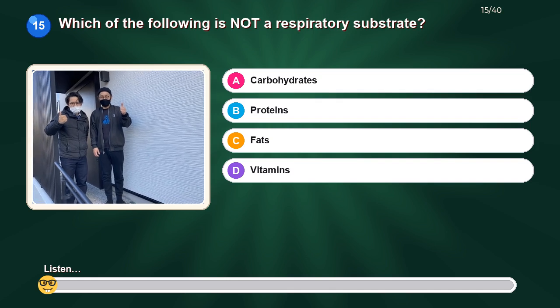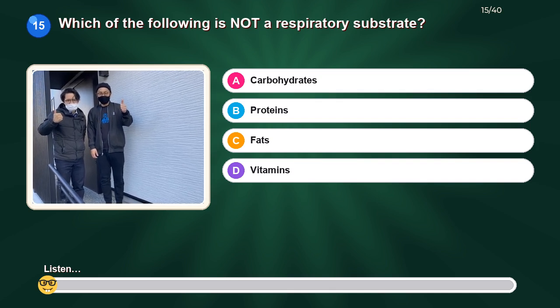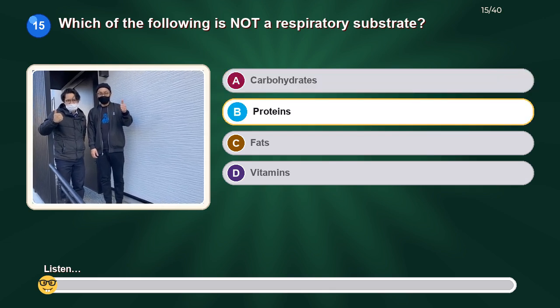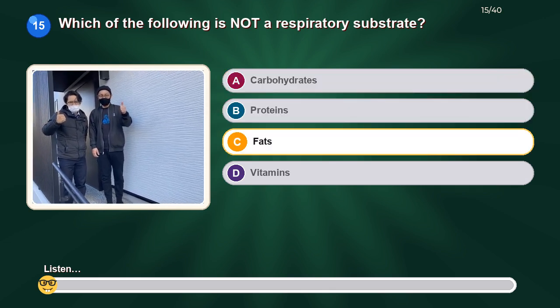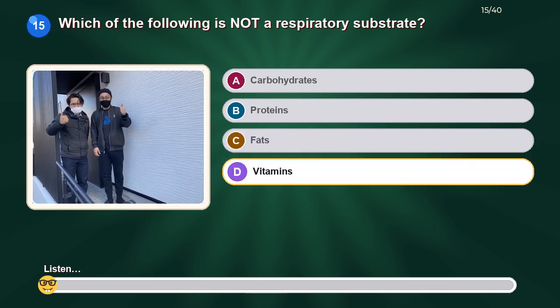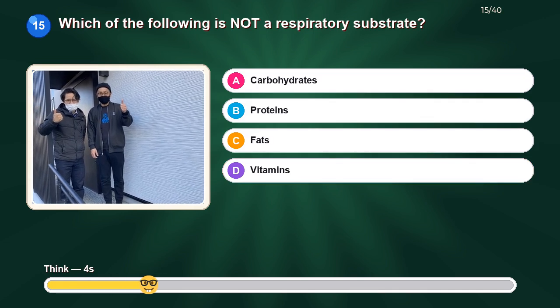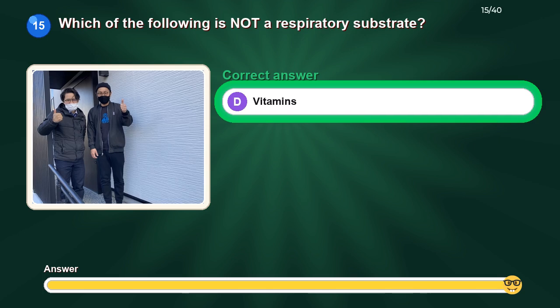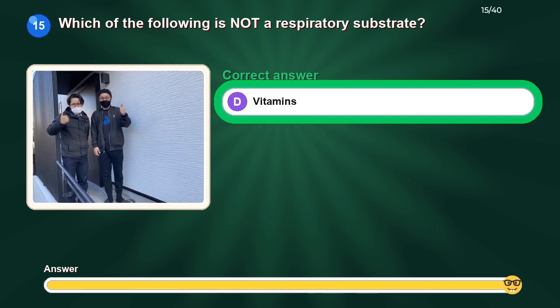Which of the following is not a respiratory substrate? Option A, carbohydrates. Option B, proteins. Option C, fats. Option D, vitamins. The correct answer is vitamins.